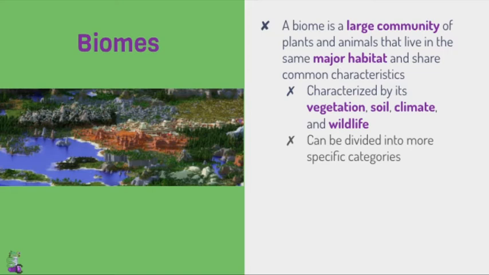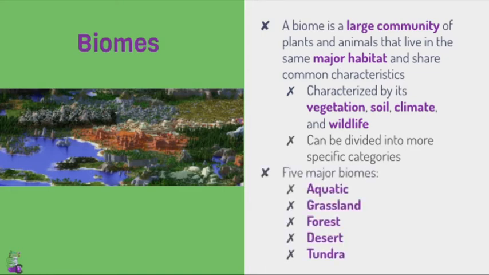So different biomes will have different types of vegetation, soil, climate, and wildlife. While there are five major types of biomes, they can be divided into even more specific categories, but our five major biomes are aquatic, grassland, forest, desert, and tundra. As I mentioned, some of these biomes can be further divided into more specific categories, such as freshwater biomes, marine biomes, savannas, tropical rainforests, temperate rainforests, and taiga. But those are a little bit more complex, and we won't be getting into them in this lesson.